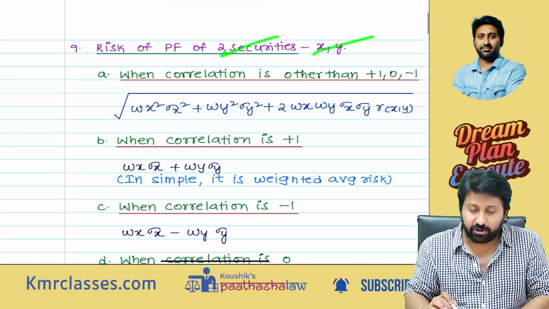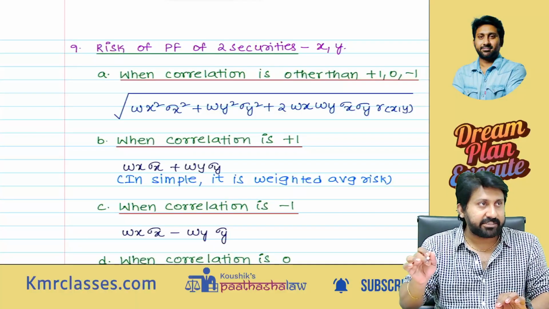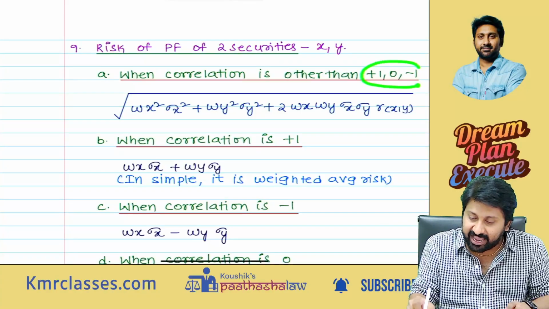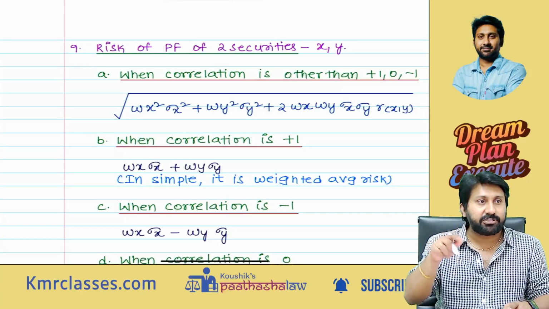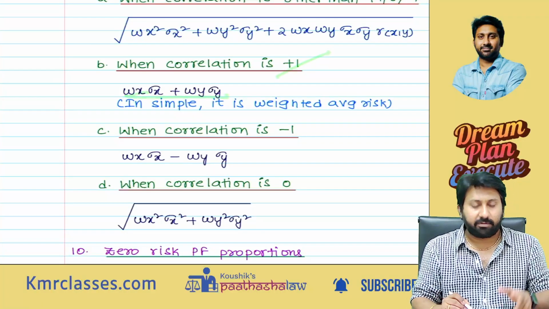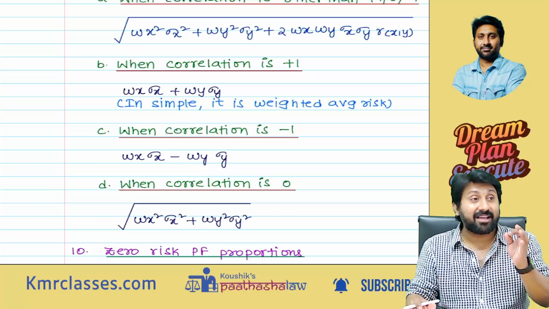Risk with the two securities: root of wx square sigma x square plus wy square sigma y square plus 2 wx wy sigma x sigma y rxy. This is if rxy, the correlation, is other than +1, 0 and -1. If it is +1, simple formula: wx sigma x plus wy sigma y. It's called a standard deviation. Sorry, this is called a weighted average risk.